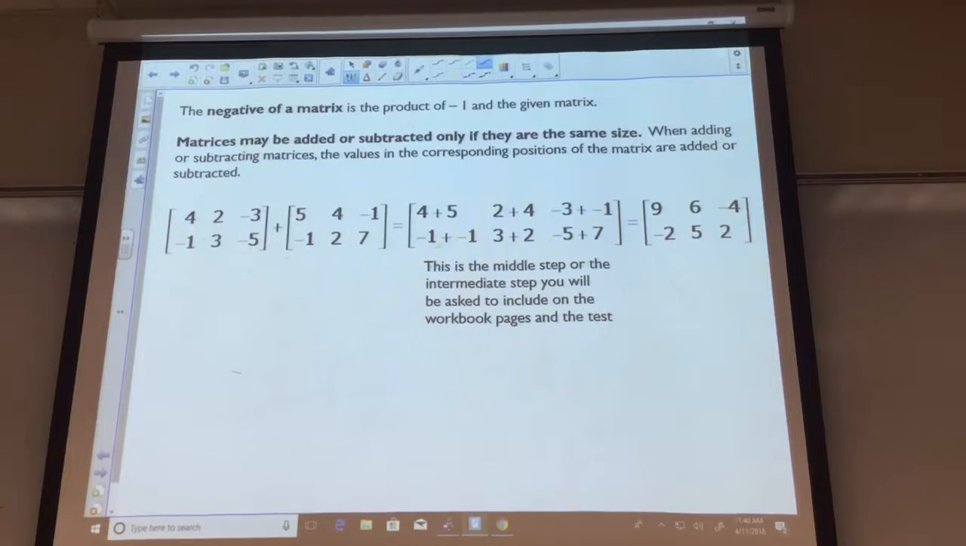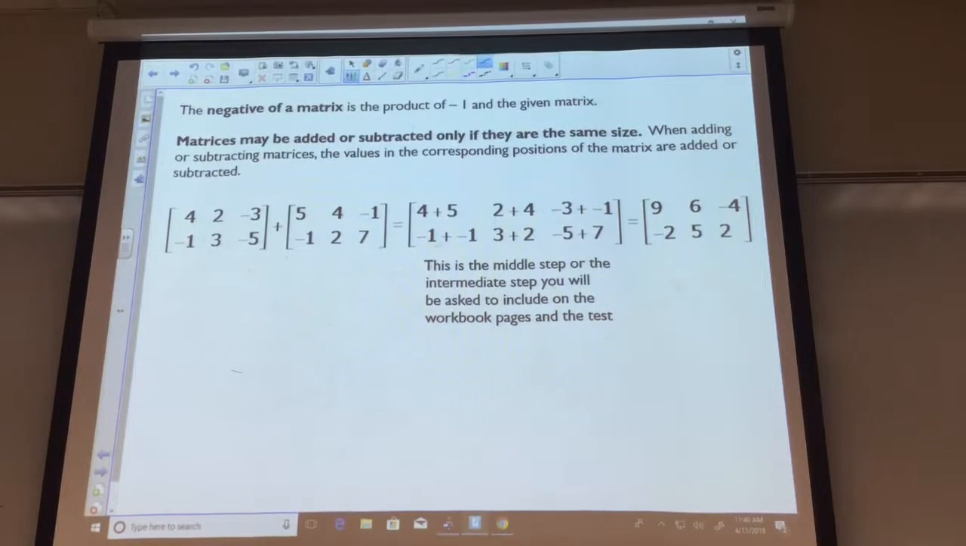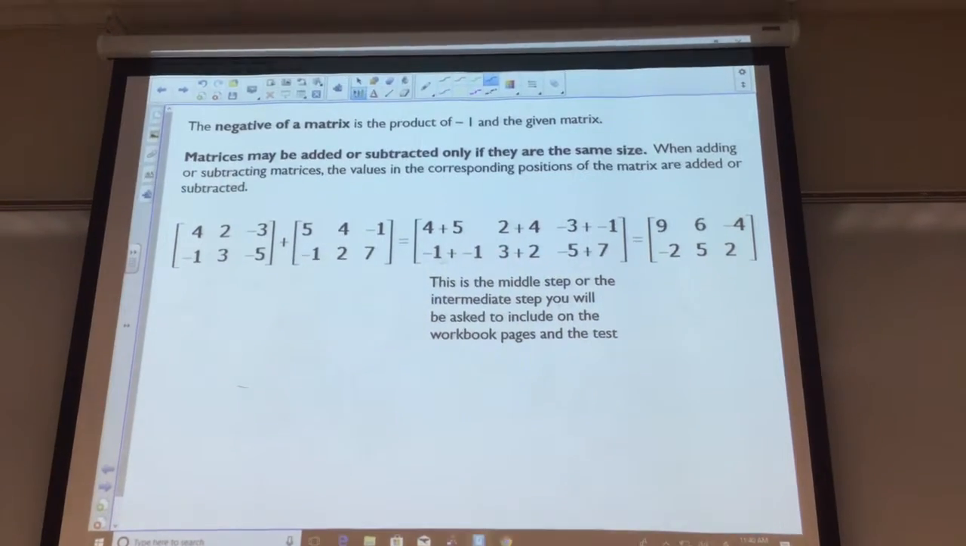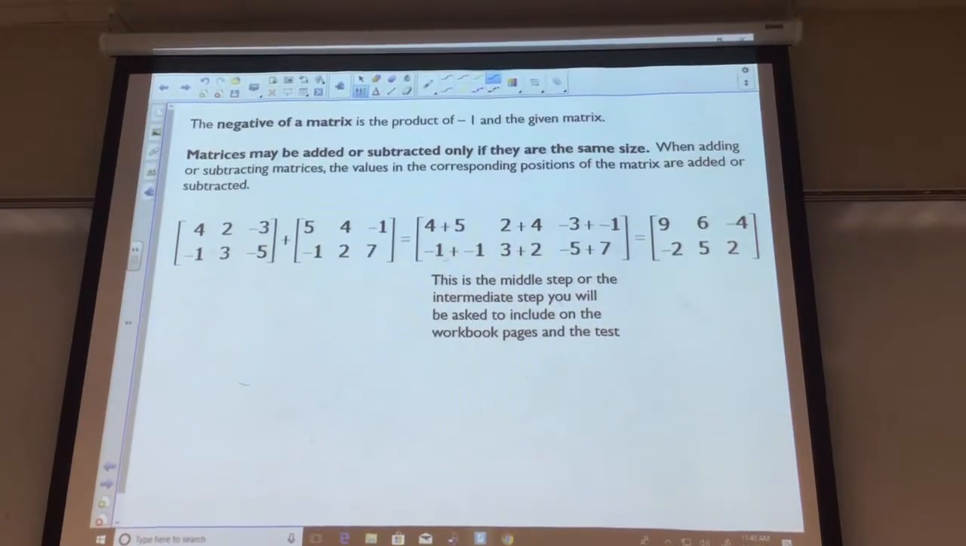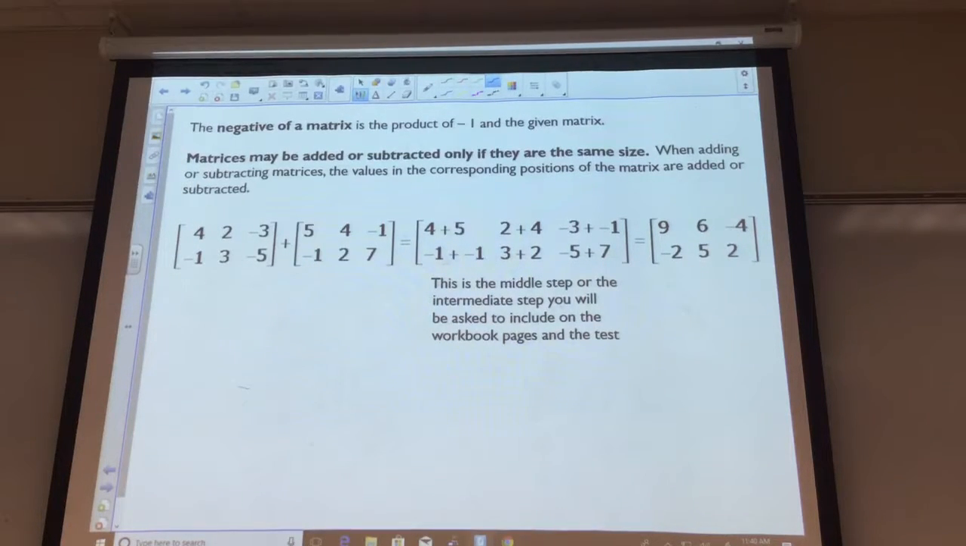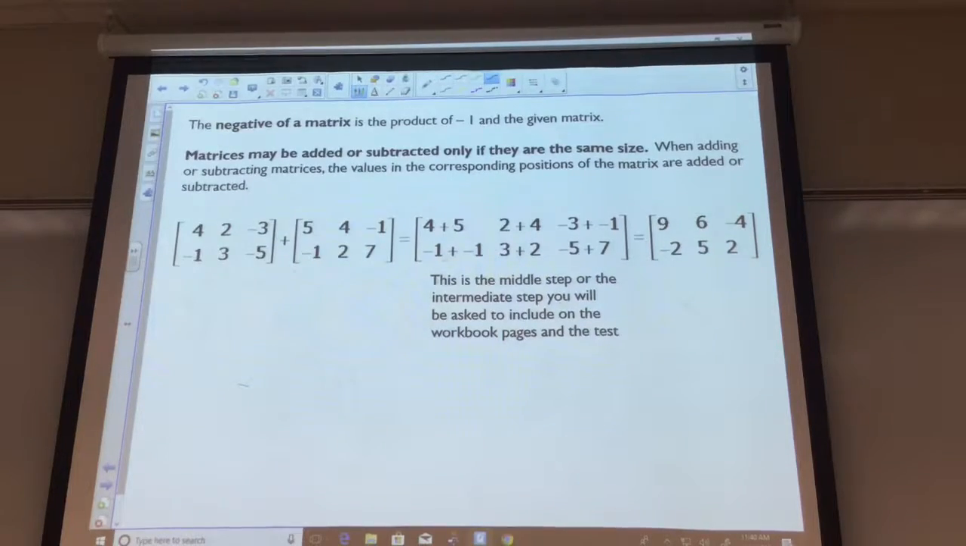Addition of matrices. First restriction: you cannot add matrices unless they are exactly the same size. Just like I can't add variables unless they're exactly the same variable. Oh, well, they can have a coefficient on them, but I can't add x's and y's. I've got to add x's to x's, and z's to z's, and so on down the line.